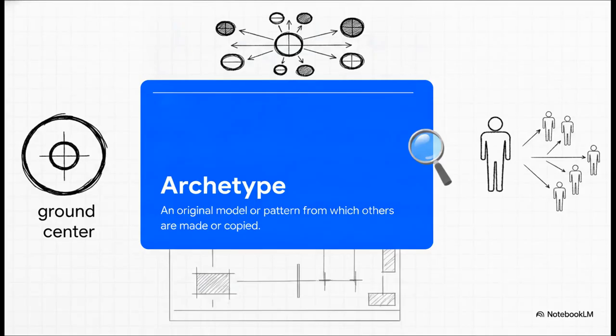And the answer to that little mystery? Well, it's our central focus for today. They're all absolutely perfect examples of an archetype. So what exactly does that mean? As our definition here lays out, an archetype is an original model or pattern from which others are made or copied. You can kind of think of it as the ultimate prototype. It's the single center, the ground zero, really the foundational blueprint that all later versions inevitably follow and build upon.